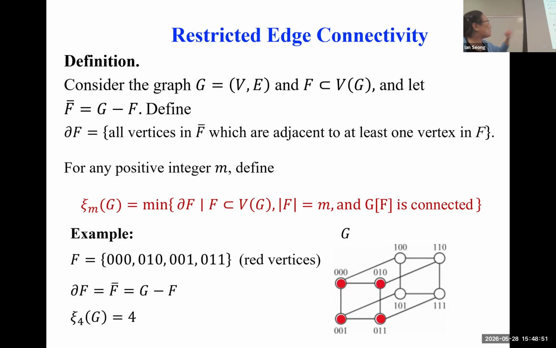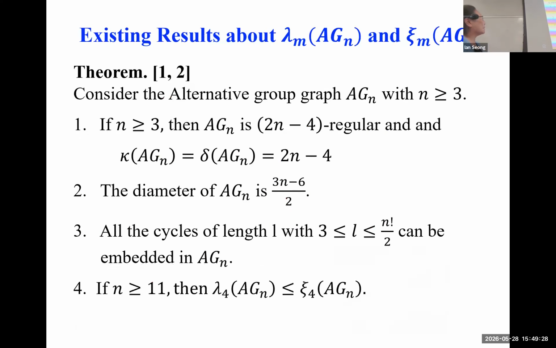In this way, the partial F is 4. F is the set of dots, and this partial F is all the rest. And this invariant of G is the minimum of the partials of F. You fix this F, you take all the others, and go over all F with size M. This is another invariant, and it's related to lambda M of G. Okay, so these are the main definitions.